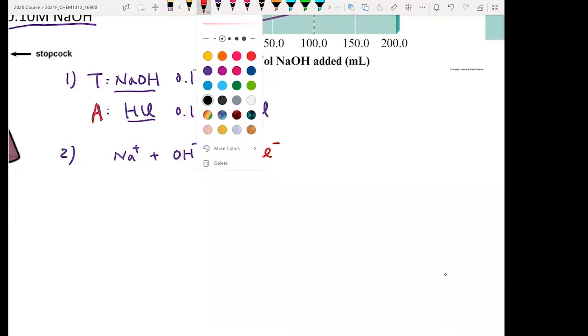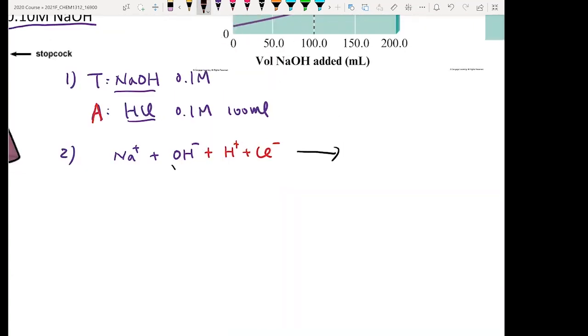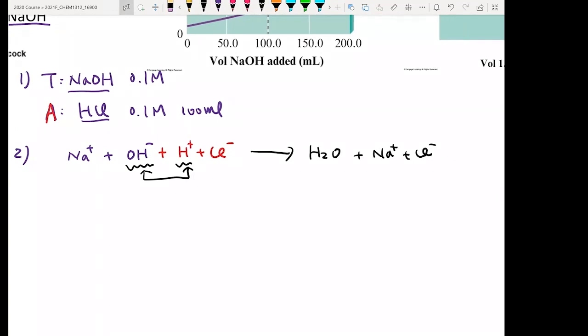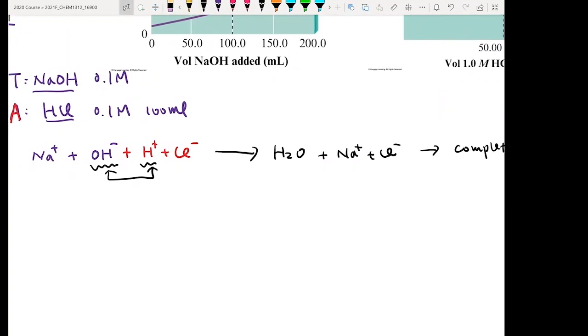Then you're going to have H plus and Cl minus. So the acid is going to interact with your base. They are going to interact with each other and give you just H2O. And then you still have sodium plus and Cl minus inside your solution. What we just finished is the so-called complete ionic equation. But if you look at this equation, sodium appears on both sides, so you can ignore it.